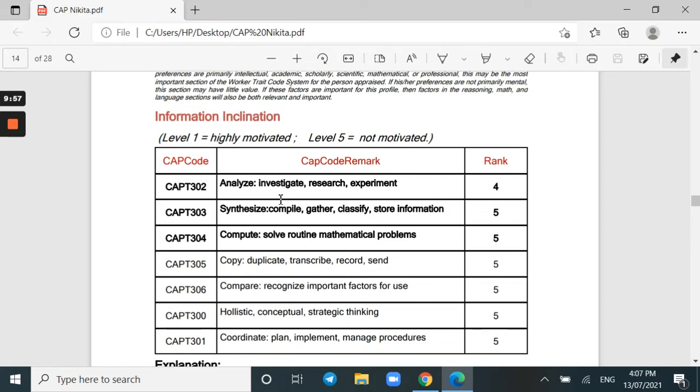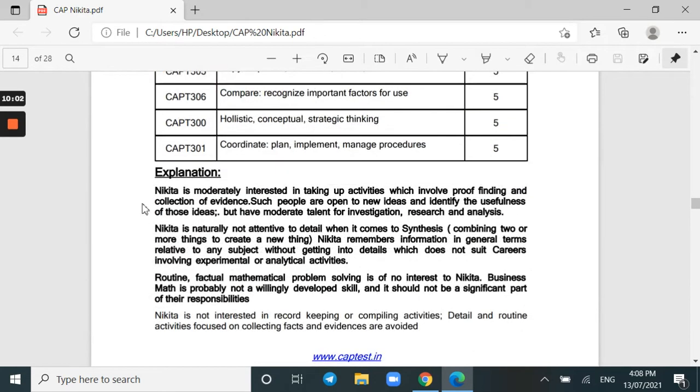4 to 5. So she's not highly inclined for information. Again, the information here could be looked at from the first-to-first paragraph. Nikita is moderately interested in taking up activities which involve proof finding and collection of evidence. Such people are open to new ideas and identify the usefulness of those ideas, but have moderate talent for investigation, research, and analysis. So as you can see, this is contradictory to the first personality that we saw.